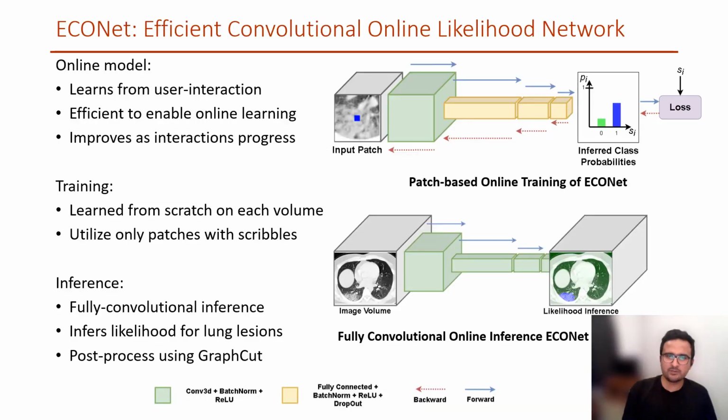To address these challenges, we propose ECONet that has one convolution layer and three fully connected layers. ECONet is learned directly from user-provided interactions and hence improves over the course of multiple interactions. For efficient online training of ECONet, we extract only the patches surrounding the scribbles provided by the user and utilize that in the training. For inference, fully connected layers are converted to convolution layers and the network is applied as a fully convolutional network to infer likelihood for lung lesions for the whole volume.